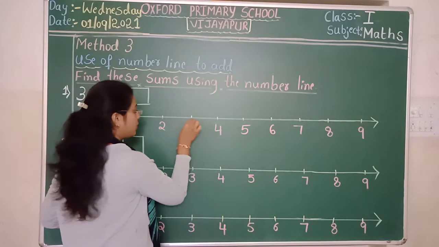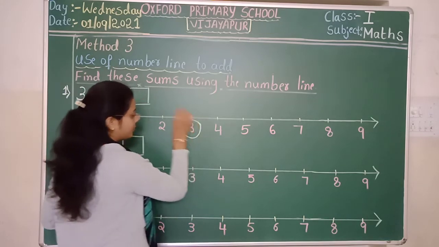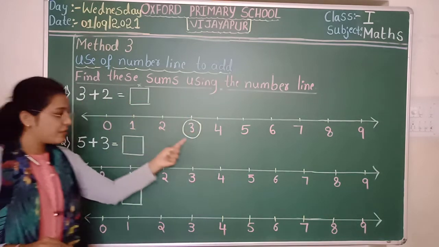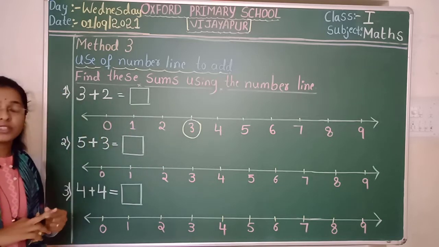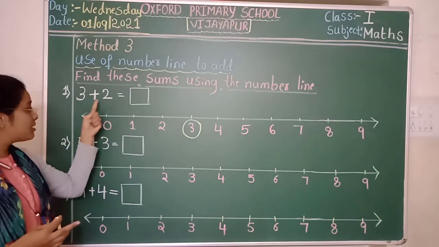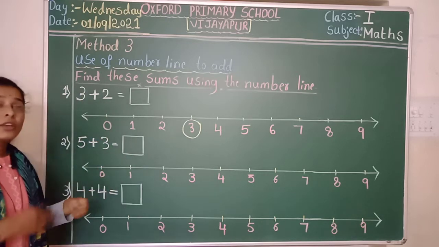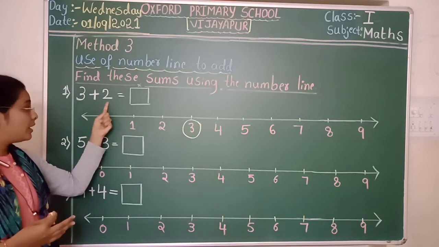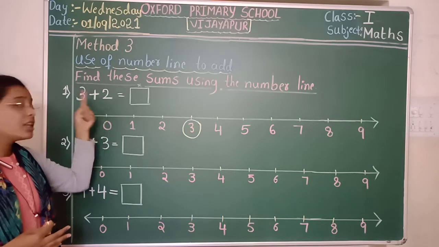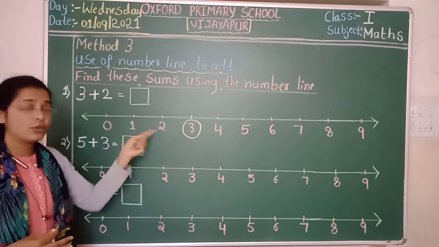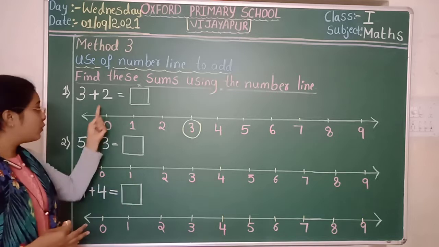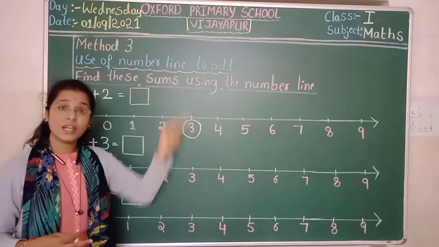So first what we will do? We will make a circle of this number. By seeing the first added, we have to circle the first number. Then plus 2. Plus 2 means by seeing the second added, we have to take how many jumps here? 2 jumps. If we are having 2 means we have to take 2 jumps. If we are having 4 means we have to take 4 jumps.